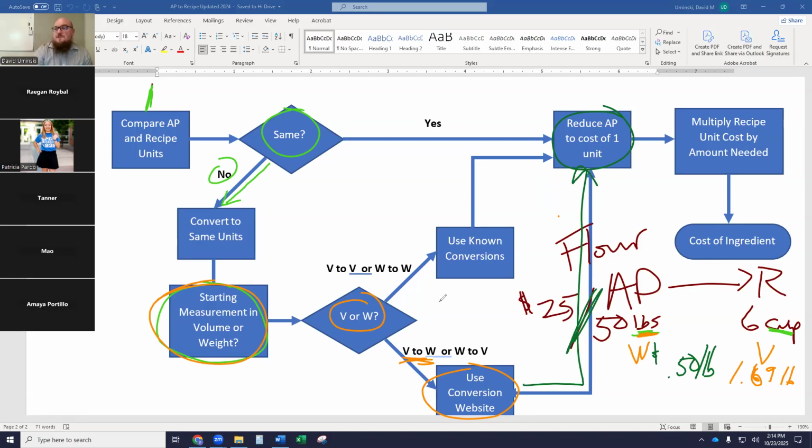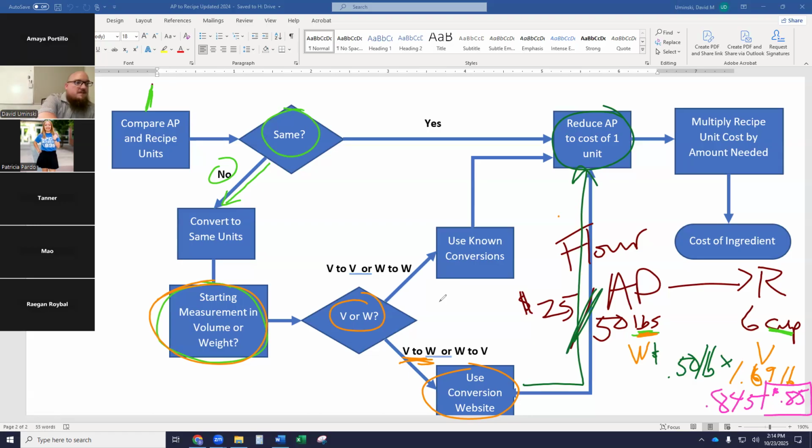Now I simply multiply 50 cents per pound times 1.69 pounds, and my answer comes out to 0.845. So what is my answer? I'm going to round up to the nearest penny, and that's 85 cents. So that's how you maneuver through this flow chart.